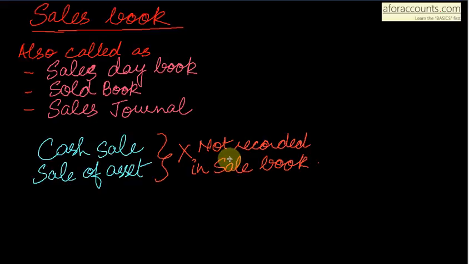Okay? Concerned source documents on the basis of which entries are recorded: the invoice issued to customers, also called outward invoice to customers. हम customers को invoice देते हैं because we are selling the goods. So this is all about your sales book and purchase book.